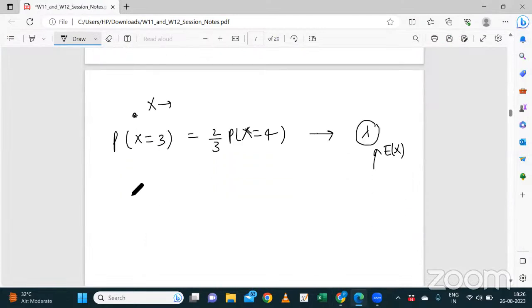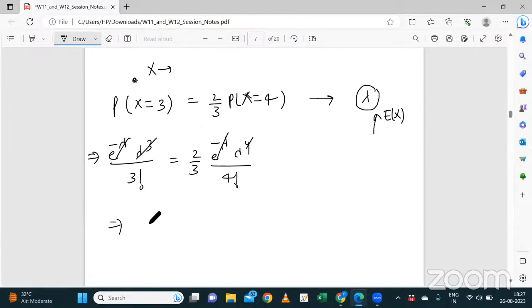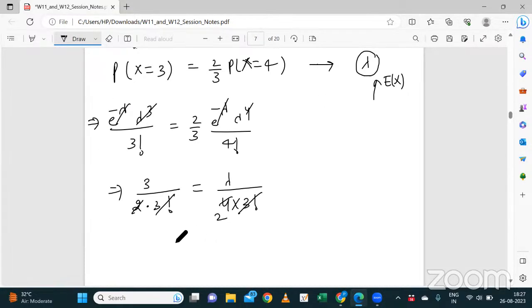Here, let me solve it. It will be e raised to the power minus lambda, lambda raised to the power 3 divided by 3 factorial, because I don't know the value of lambda. It will be 2/3 times e raised to the power minus lambda, lambda raised to the power 4 divided by 4 factorial. So e raised to the power minus lambda will get cancelled out, and lambda to the power 3 will also get cancelled out. I will get 3/2 into 3 factorial equal to lambda by 4 factorial. I can write 4 factorial as 4 into 3 factorial. 3 factorial will get cancelled out, and 2 ones, 2 twos. So here lambda is 6, correct? So lambda is 6.